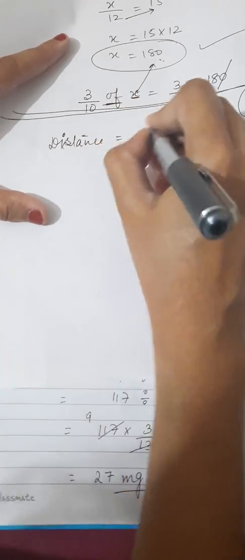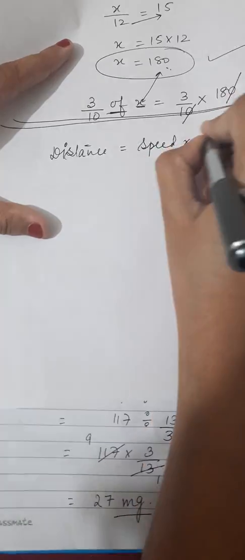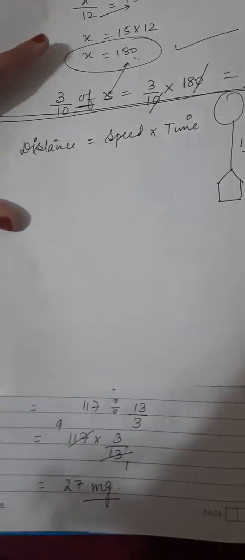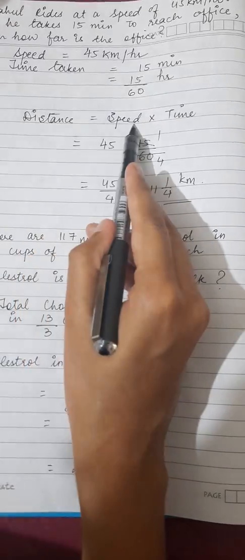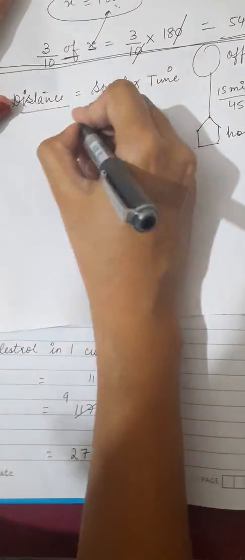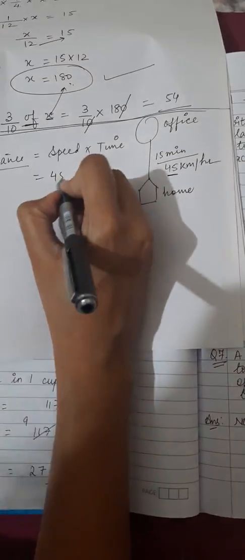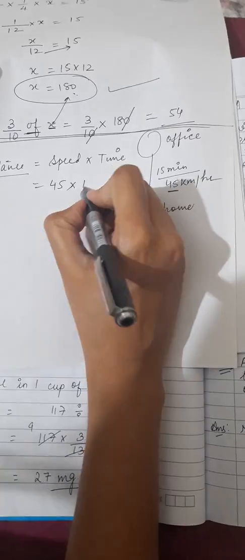What is the distance? And what is the formula for distance? Distance is equal to speed into time. This is the only formula, speed into time, distance. So distance is equal to speed into time. Now what is the speed? 45. So I am going to keep here 45 into 15 minutes.